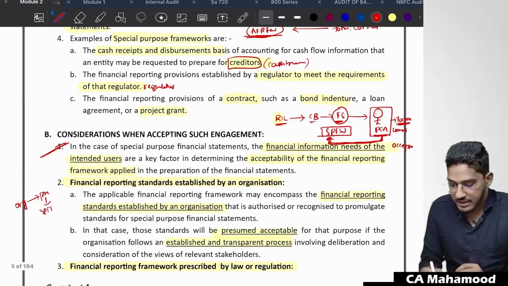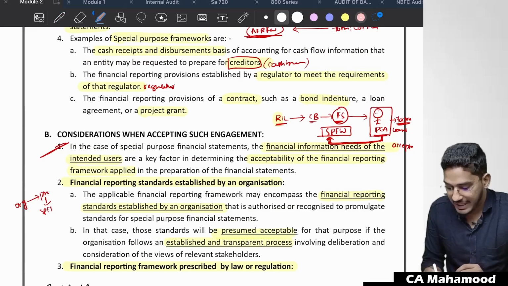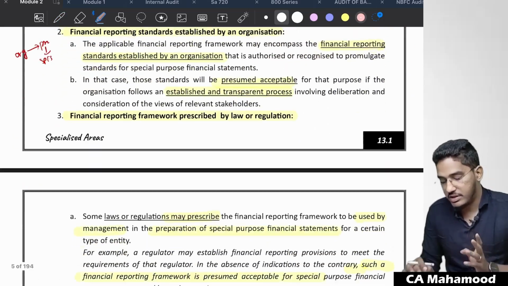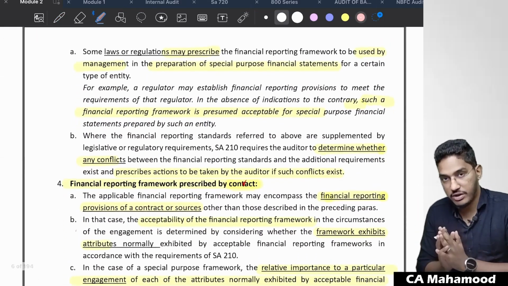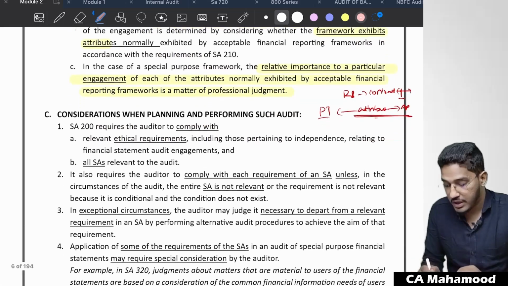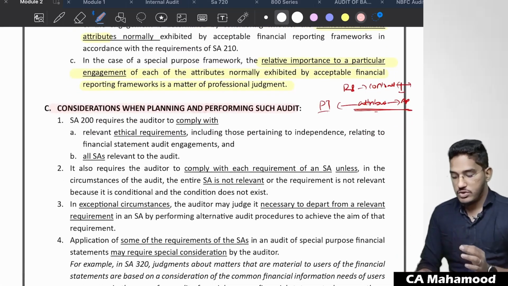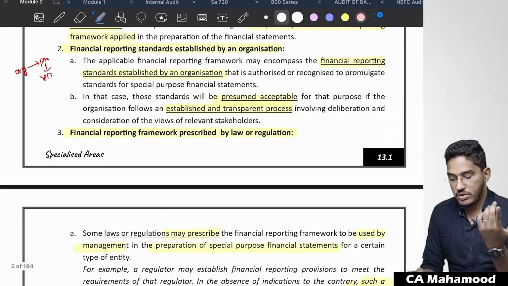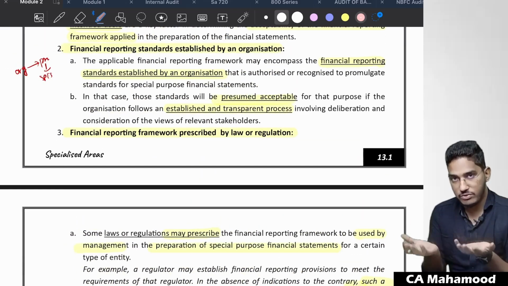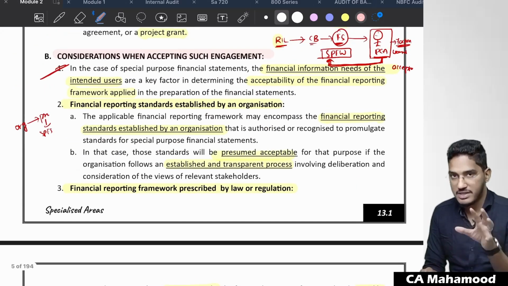So these are the considerations which you have to keep in mind while accepting such an engagement. Okay, sir, all these factors I have considered, I have accepted the audit. Now I have to plan and perform the audit. So when you are planning and performing the audit, what special things do you have to keep in mind? The previous paragraph talks about what considerations you have to bear in mind while accepting such an engagement.